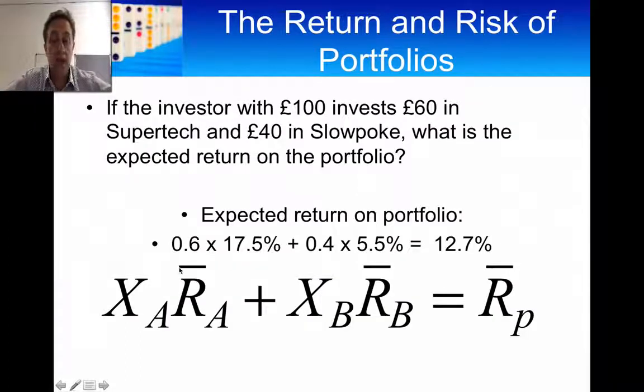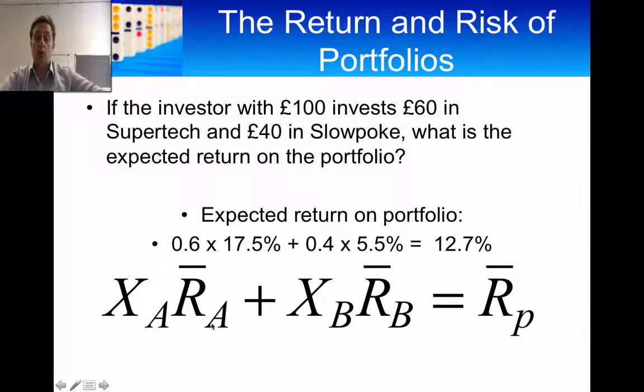So we're investing 60% of our money in Supertech, which has an expected return of 17.5%, and 40% of our money in Slowpoke, which has an expected return of 5.5%. Now, the expected return of a portfolio is simply the weighted average of the expected returns of the individual assets. And we can see that from the formula.